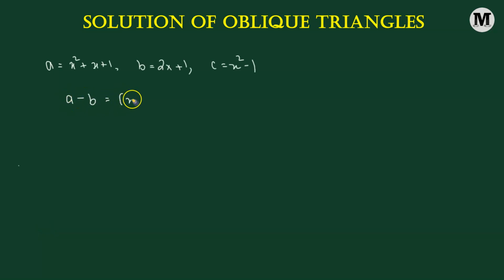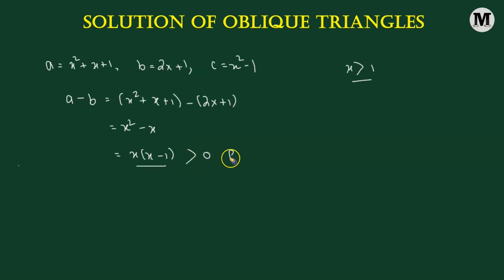So a minus b means we have x squared plus x plus 1, and from here we are subtracting 2x plus 1. So we get x squared, x minus 2x, that's negative x, and 1 gets cancelled out. So here we have x multiplied by x minus 1. We will use the condition that x is always greater than 1. Whatever the value of x, it has to be greater than 1. So when we take x greater than 1, is this a positive number? Yes, this is always going to be positive whenever x is greater than 1.